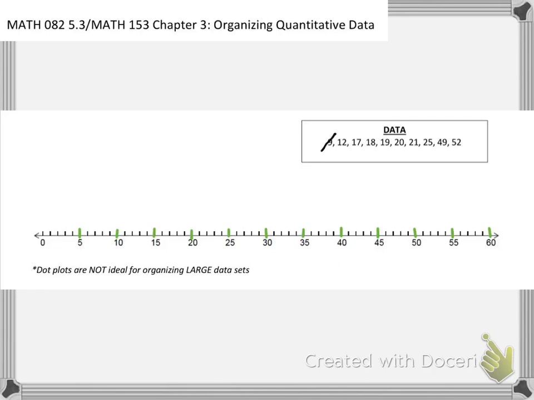We'll start with the first data point, which is 9. So I simply place a single dot over the tick mark on our number line that represents 9. Continuing this process, I'll have a dot for 12, and then I have a dot for 17, another one for 18, another one for 19, and another one for 20. Then we have 21, then we have 25, then we have two data points all the way down here at 49 and then 52. And that's how you make a dot plot.